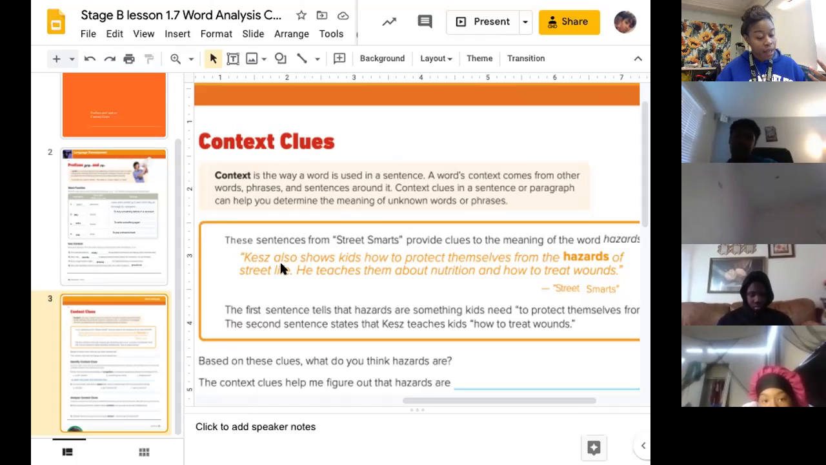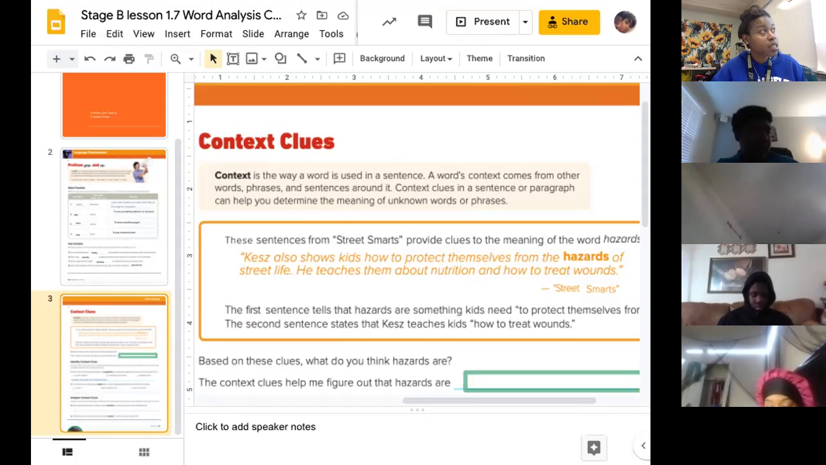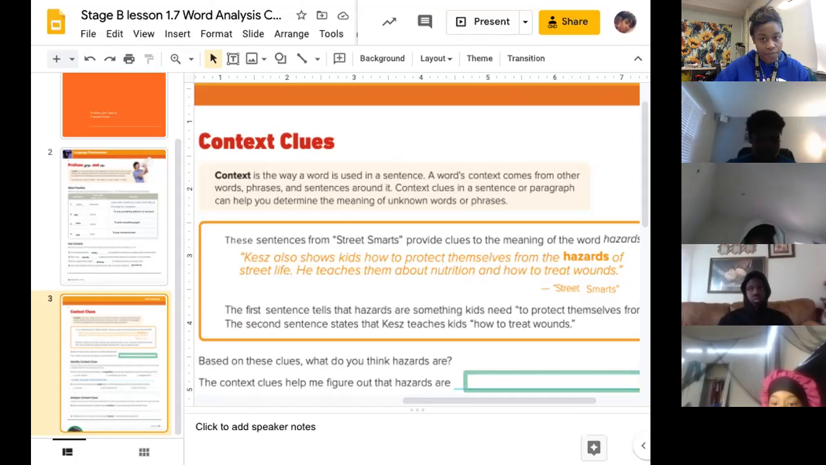All right, so the first sentence, we have a clue, protect themselves from. The second sentence, our clue is how to treat wounds. Okay? So based off the clues, what do you guys think hazards are? Based off what we just read, those two sentences and the clues. So the context clues help me figure out that hazards are what? I'll give you guys a second to think about that. And you are going to fill out what you think the context clues help us figure out what hazard means. Think about the clues. Protect themselves from. How to treat wounds. Okay, so what do those clues tell us?